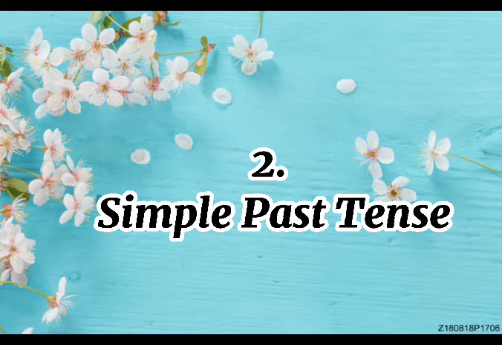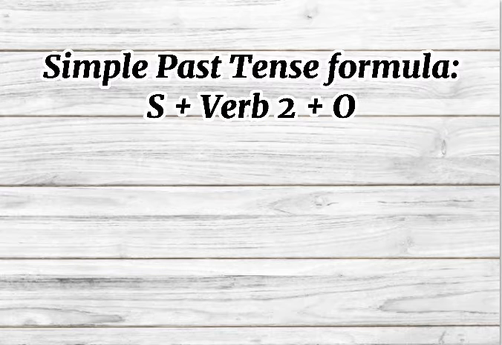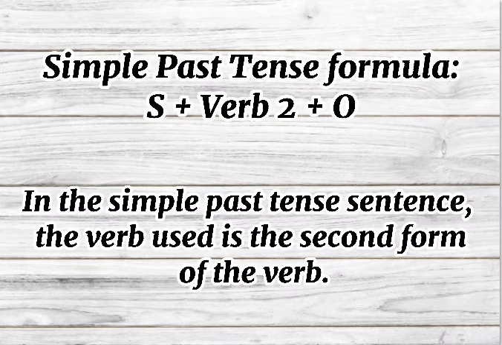The second is simple past tense. Simple past tense is a tense used to express events that occurred in the past and have ended in the past. Simple past tense formula: subject plus verb 2 plus object. In the simple past tense sentence, the verb used is the second form of the verb.